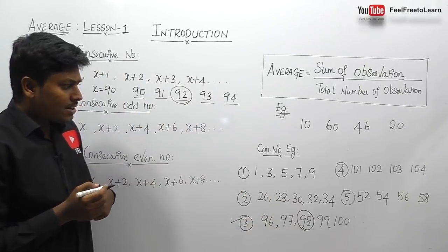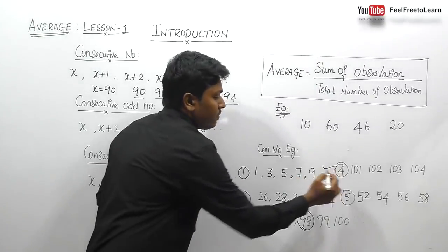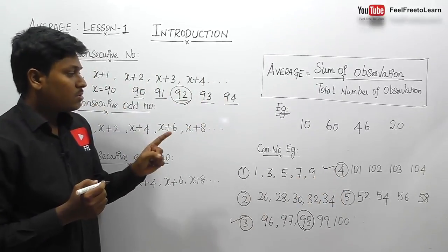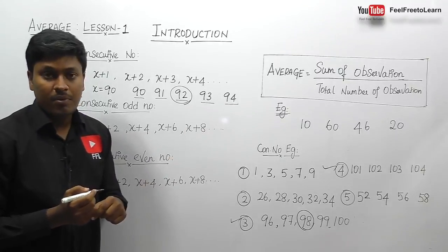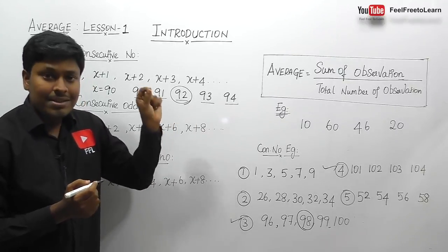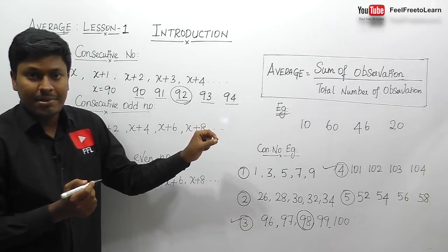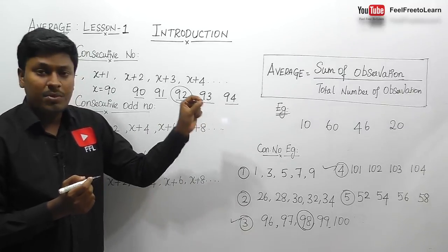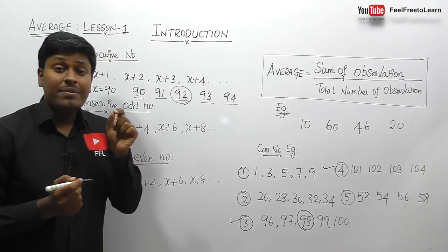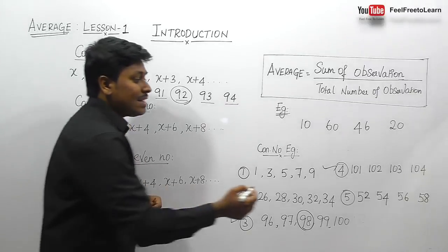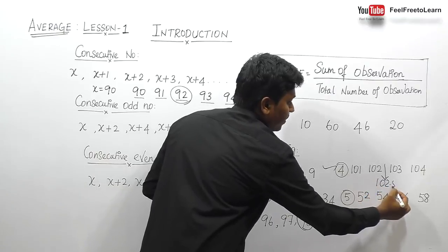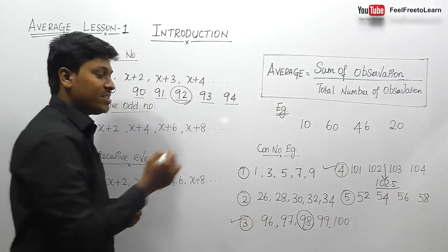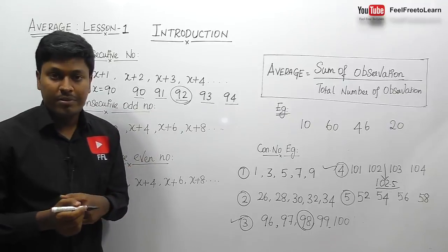So friends, let me take another example, example number 4. Listen here friends: 101, 102, 103 and 104. If they ask what is the average for question number 4, first of all, we need to check whether it is a consecutive number set or not. It is consecutive, right? 101, 102, 103, 104. So the center number will be its average, which is 102.5. So the average for question number 4 will be 102.5.